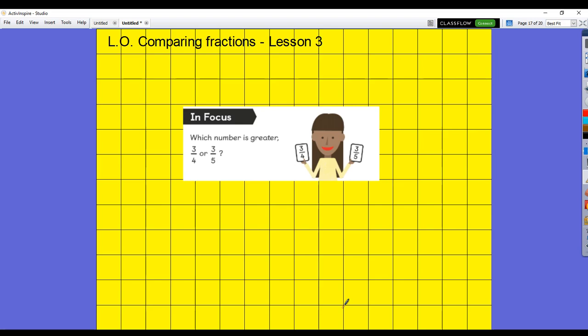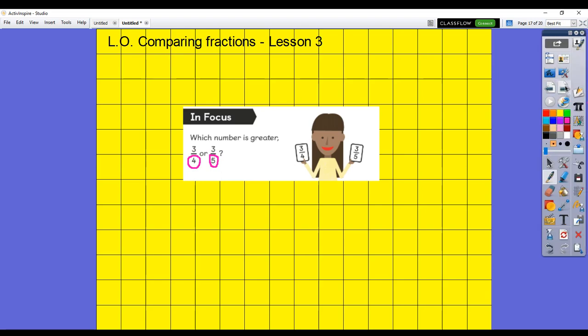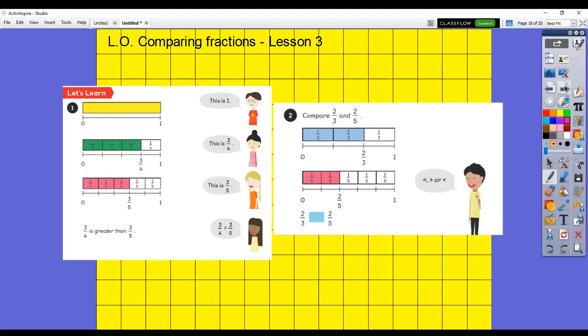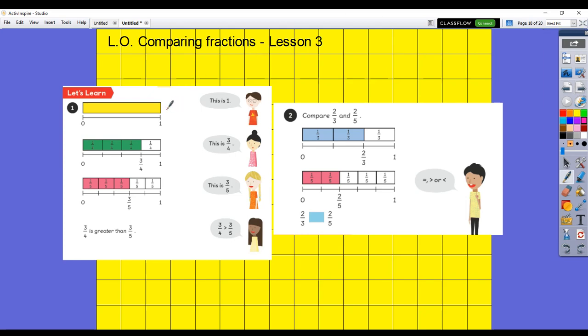So you might see today that we have different denominators. We have a different amount of how many we are sharing with. Okay, so let's see what we need to do. So let's learn.